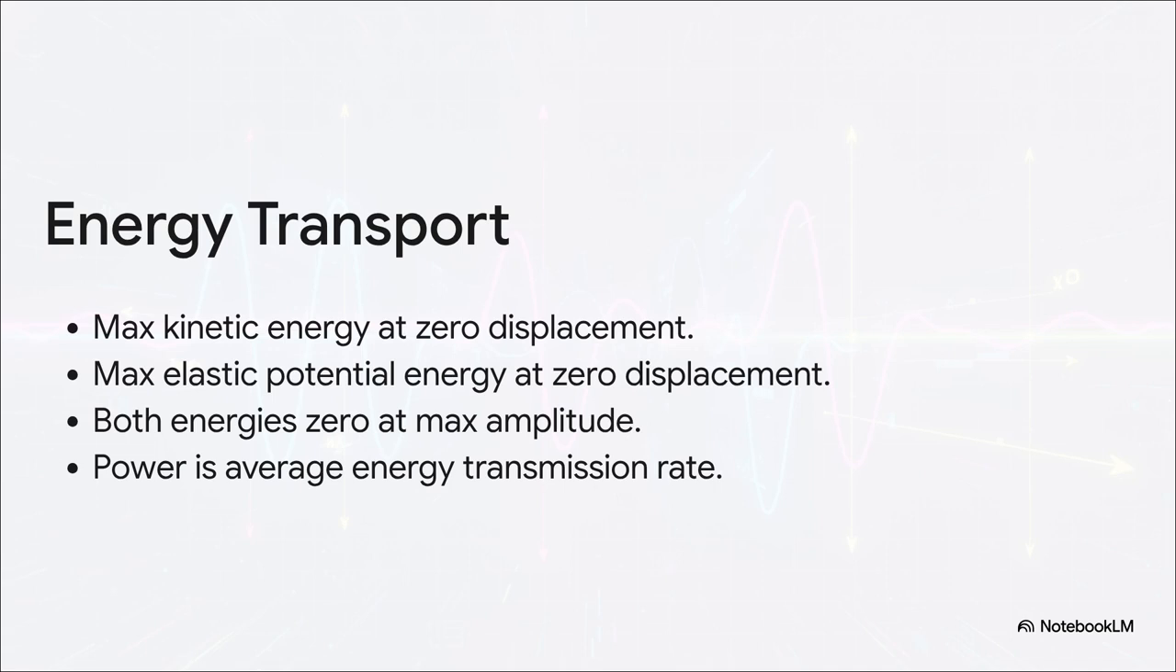So how exactly does this wave carry energy? Well, as it races along the string, it violently transfers both kinetic and elastic potential energy. And surprisingly, both of these peak right at the exact moment the string snaps through the center zero displacement line. Why? Because that's where it's moving the fastest, giving you maximum kinetic energy, and that's also where it's stretched the most to accommodate the wave shape, giving you maximum elastic potential energy. Conversely, both are completely zero at maximum amplitude when the string just briefly stops at the very top of the crest. And power? That's simply the average rate of this energy transmission as it travels down the line.